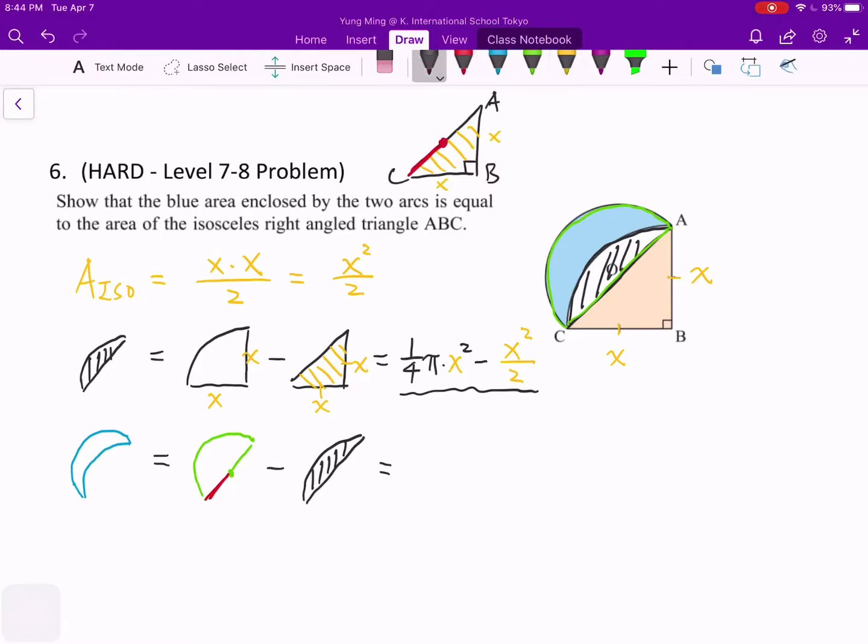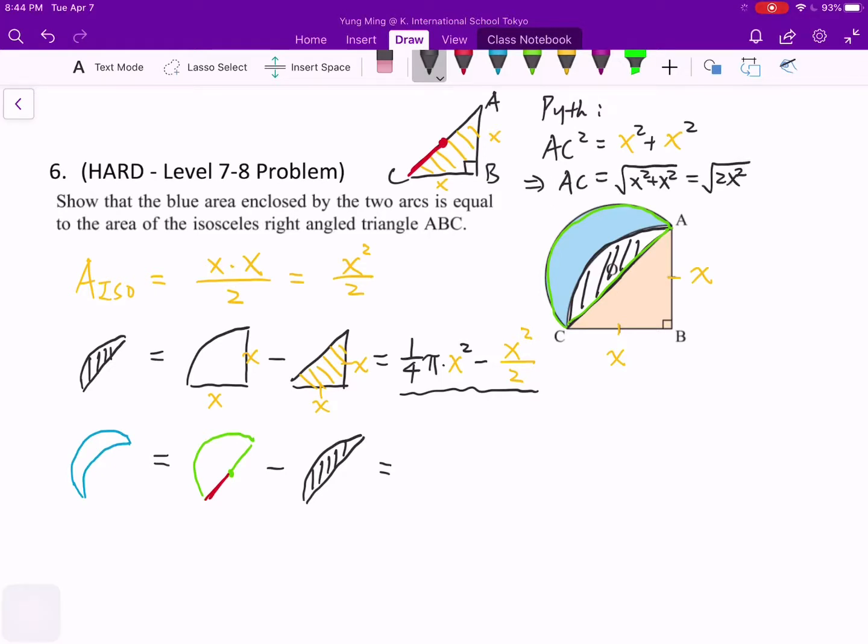Right? By Pythagoras' theorem, we know that AC squared is equal to x squared plus another x squared. Right? We have a squared plus b squared equals to c squared. But in this case, a and b are the same, so that's why we have x squared plus x squared. Okay? So in this case, your AC is actually equal to the square root of x squared plus x squared. That's the same as saying square root of 2x squared.